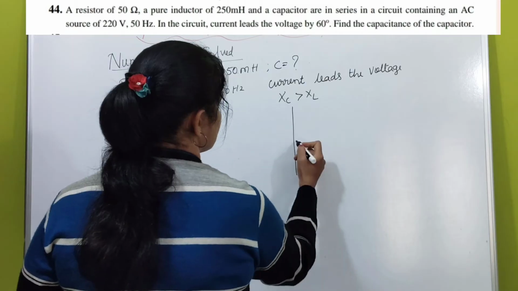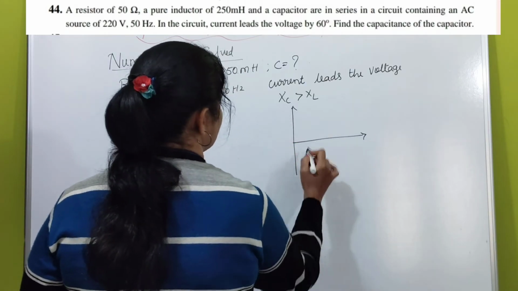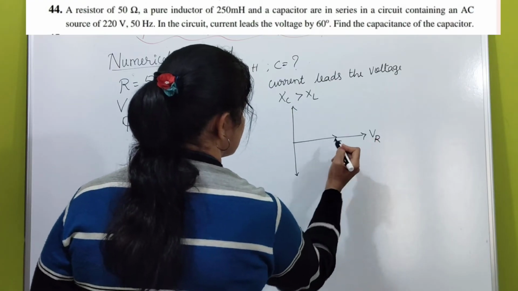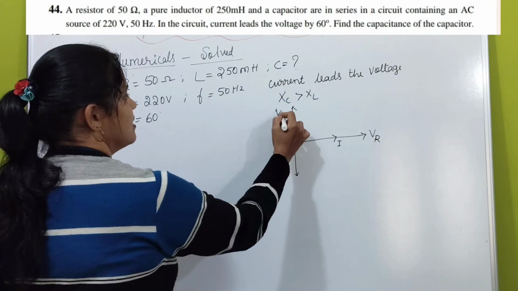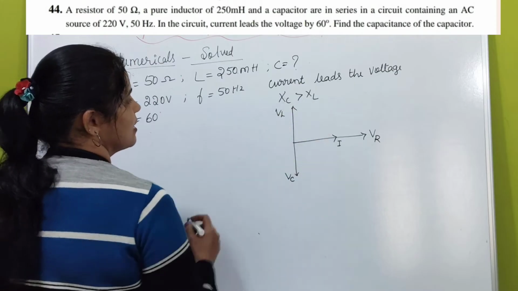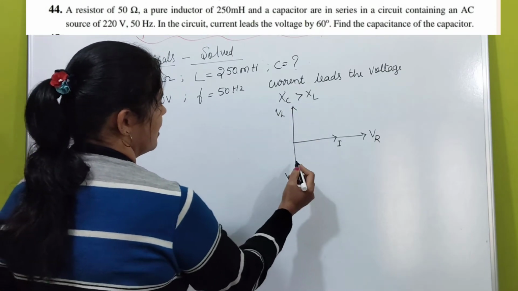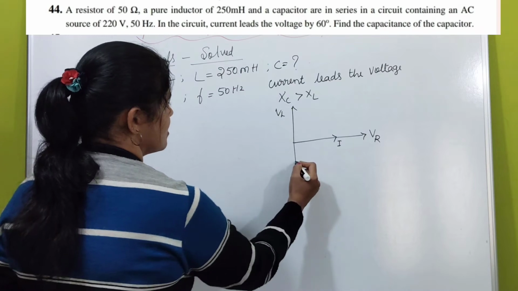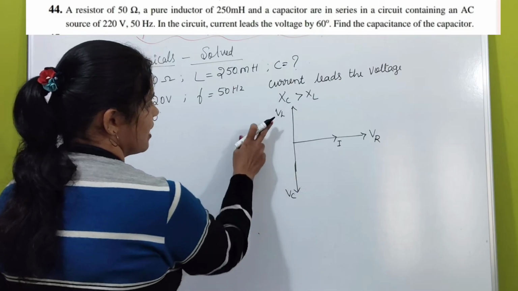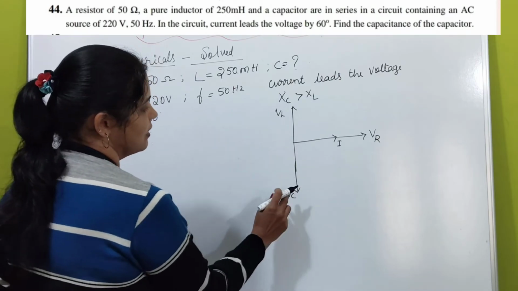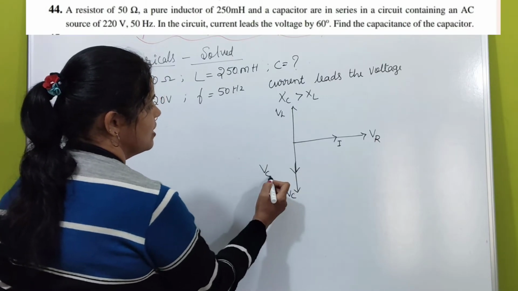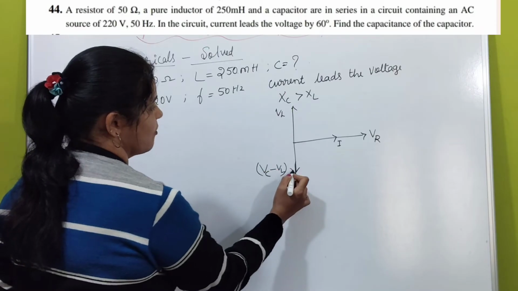So if I consider the phasor diagram, here I have taken VR, and current is also along this direction, right? And VL is in this direction, and here there is a VC. XC is greater than XL means VC is greater than VL. So if I subtract, we will get the resultant as VC minus VL, which will be along the direction of VC.